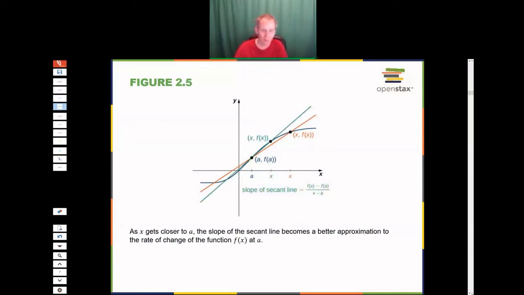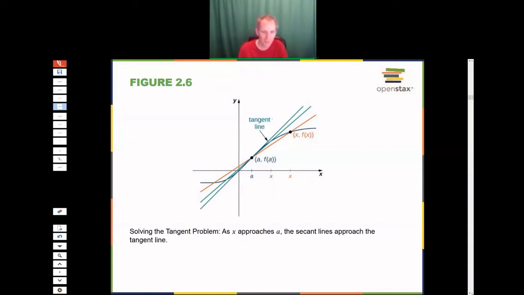So here we have a second secant line drawn in at a point closer. And you'll notice that the secant line has changed, and it looks like it's getting closer to what I'm imagining to be my tangent line. So solving the tangent line problem, we can think of this as taking a bunch of secant lines as they get closer and closer to my point A.